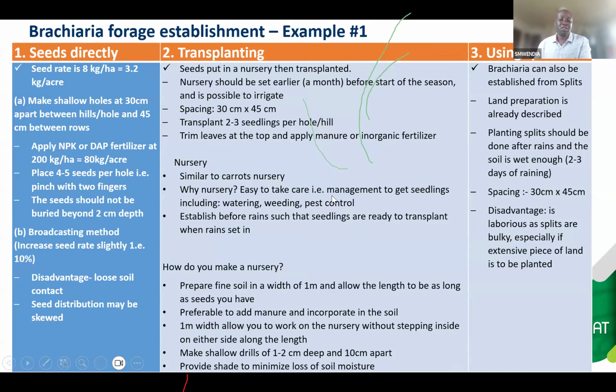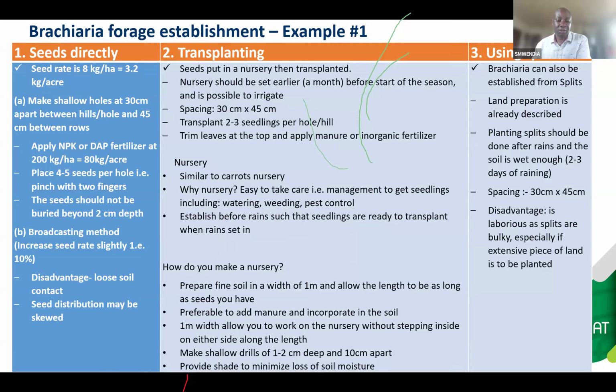Transplanting, as I have already indicated, involves establishing a nursery, and then you only transplant when the rains come. This can apply to a crop like Brachiaria, which we have found quite ideal. So the farmers can make the nurseries, and there are cases where even women and youth do nurseries, and they can also sell, kind of forming a business around that. The nursery is just about 1 meter width, and similar to those who have done carrots, probably that's the same management you would require.